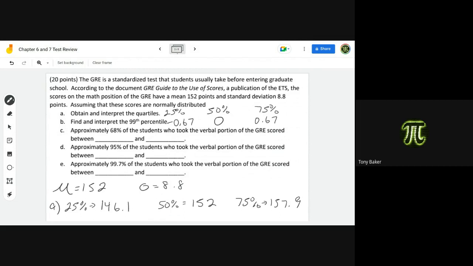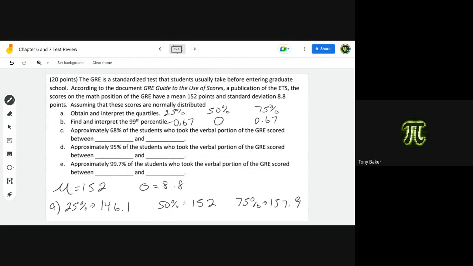Why is it not? Hold on. Why? Sorry, I'm trying to get the test printed for class on Thursday. There. Sorry about that.